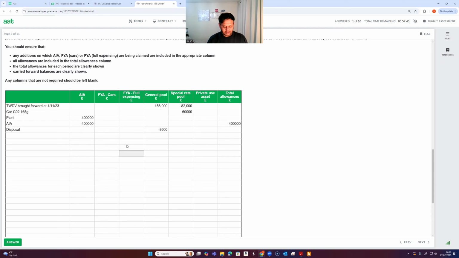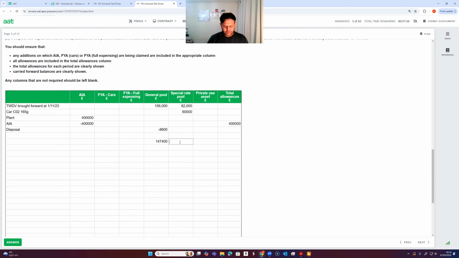Now we'll make the balance. So let's find the balance. This will be 0. Let's find the balance for that. You can leave one column empty. It's not a problem. 156 equals 0 minus the 8,600. And that gives you 147,400. All right, so this is our first one.